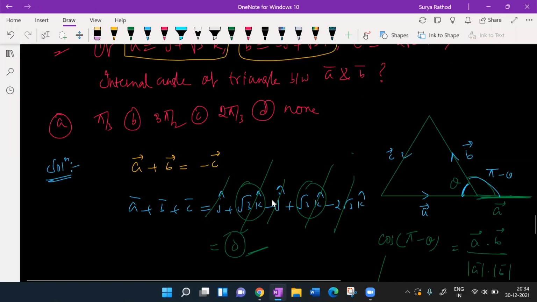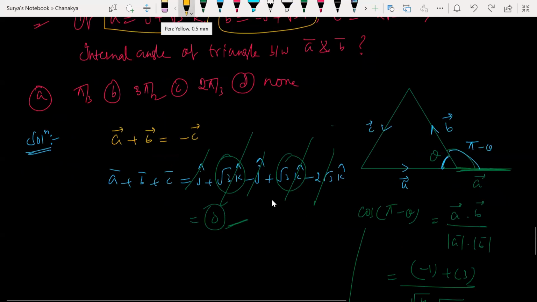Here, it is common sense. Why did I take everything in the same direction? Because the summation of all the vectors gives me 0. That is the reason. Now look at it, he is talking about the angle between A and B, right? So if I take this as theta, this gives me pi minus theta.